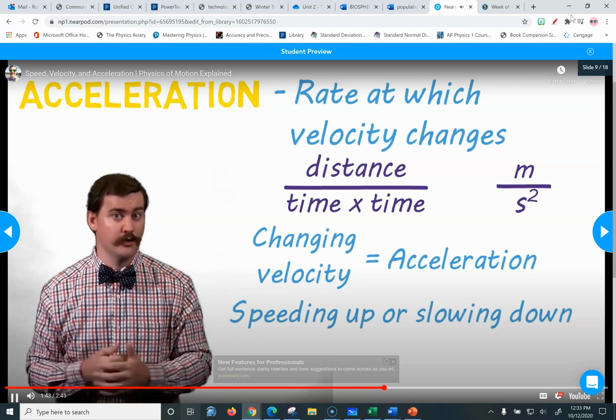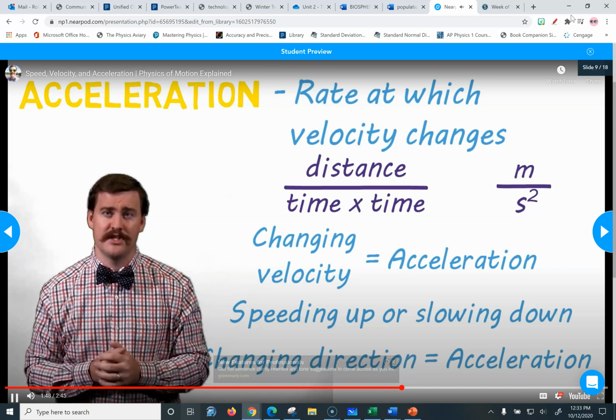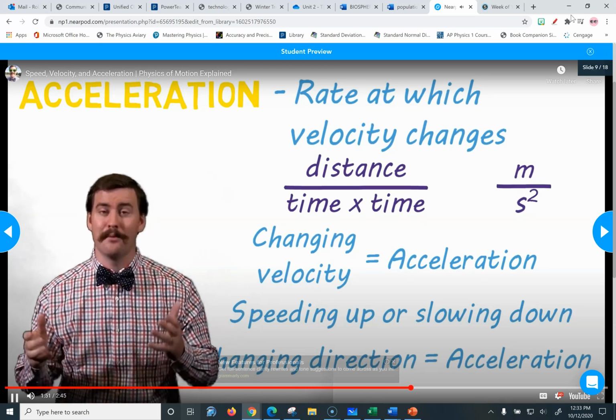But direction is also a component of velocity. So when you change your direction, even if your speed doesn't change, you are accelerating. Does that blow your mind?